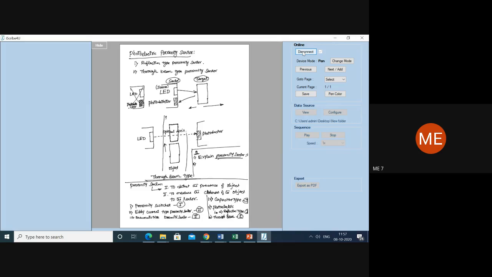Now I'll stop at this stage on proximity sensors. Next class, we'll understand the different types of light sensors. We are done with the Hall effect sensor and the magnetic sensor, then the five different types of proximity sensors. Then we have light sensors, where we'll be understanding three different types of light sensors.